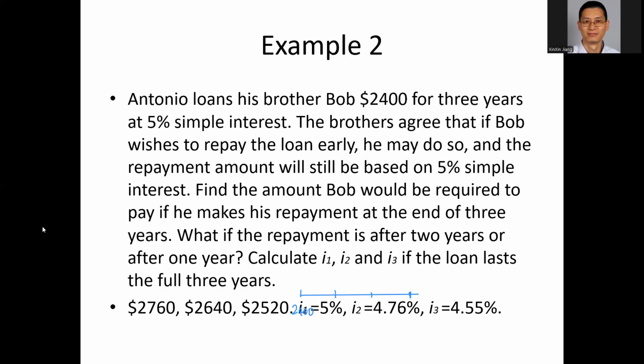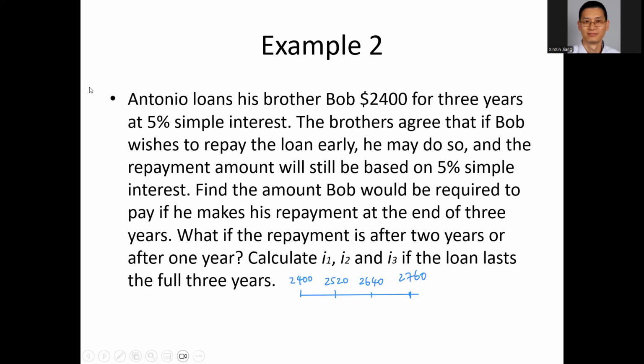Okay, so let me put it on the top. Normally I put these numbers on the bottom. And so you have 2400, and then you have 2520, 2640, and 2760. Okay, and then you can calculate little i.